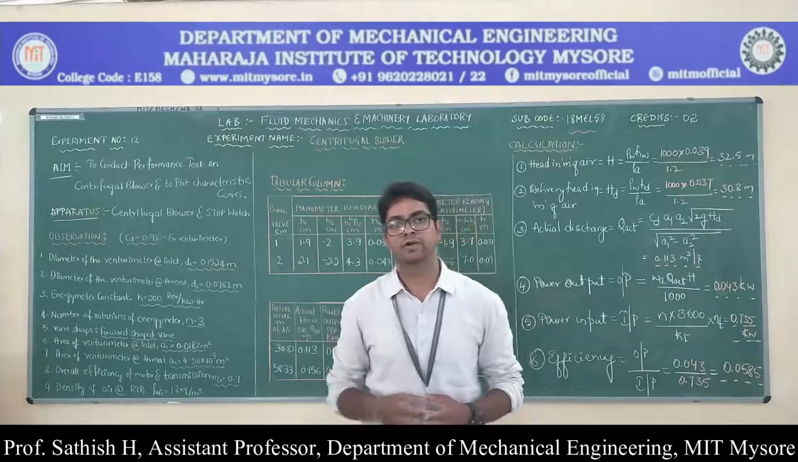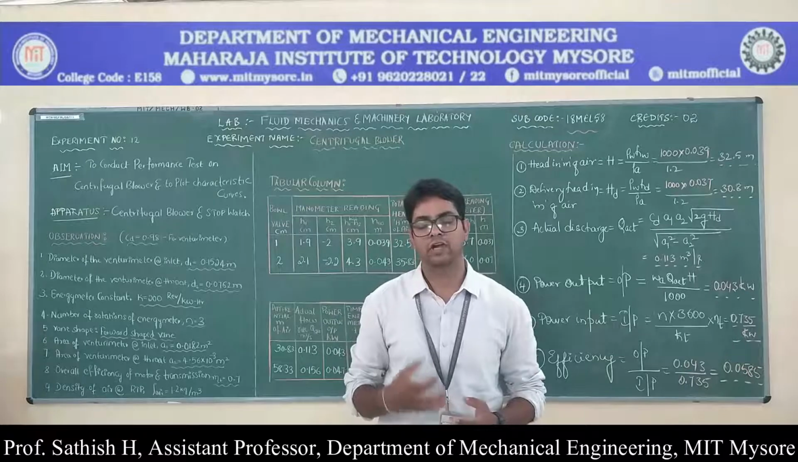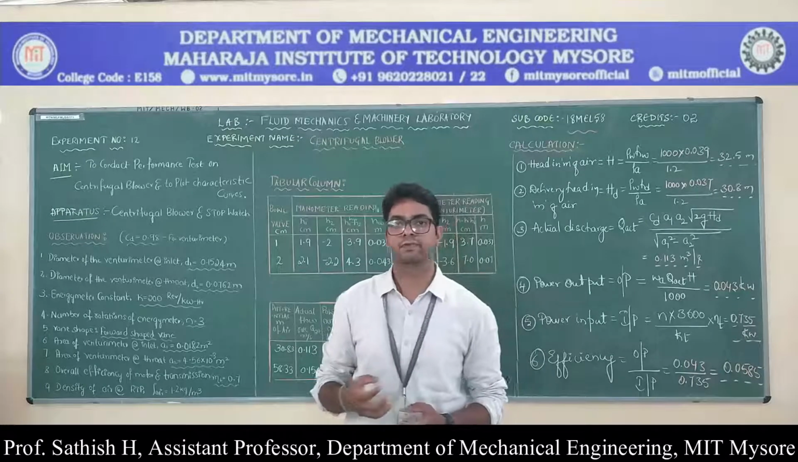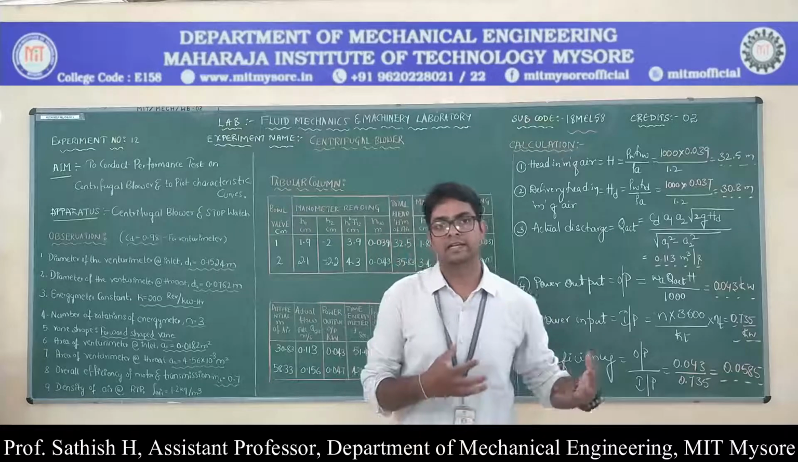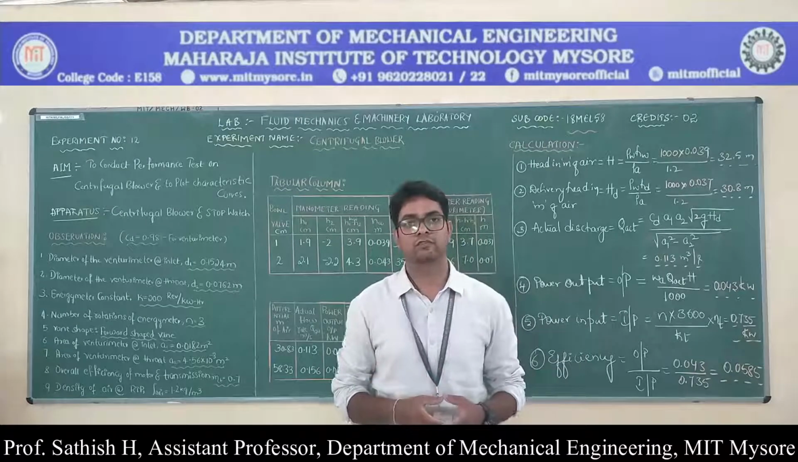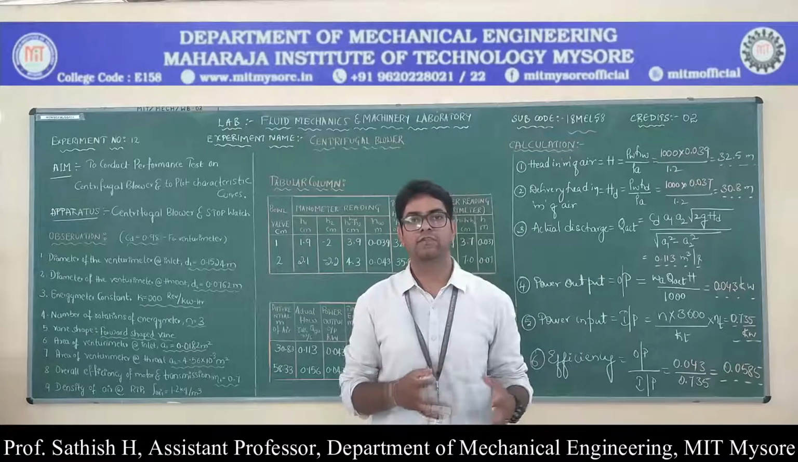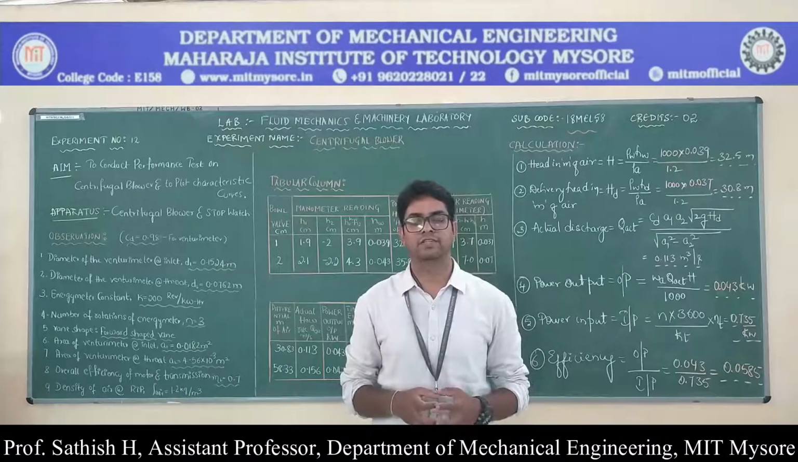So this is about the observations and the tabular columns: what readings you need to note down while conducting the experiment, and the calculations to find the actual flow rate, input power, output power, and from these values we can calculate the efficiency of the centrifugal blower.